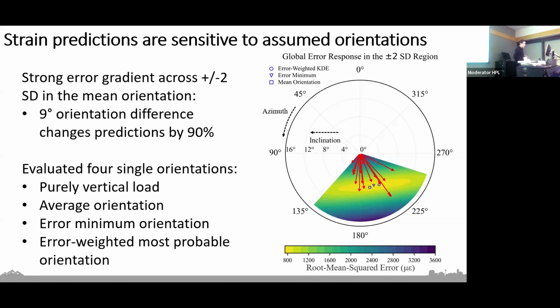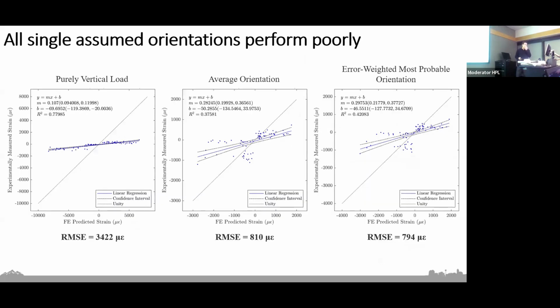Taking us then to the next slide, looking at their performance, if we use a purely vertical load, we get errors all the way up to 3,400 microstrain. Relative to the strain that the actual bone is experiencing, that error is probably triple what the bone is actually experiencing in vivo. So that purely vertical load certainly isn't working great.